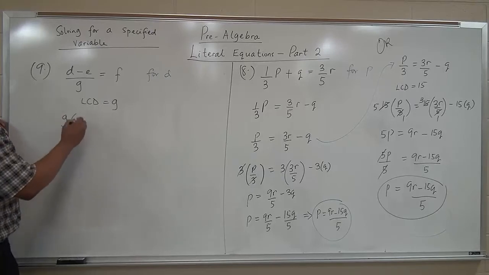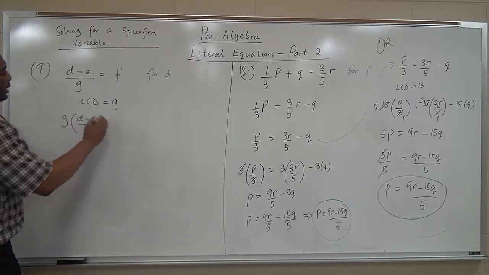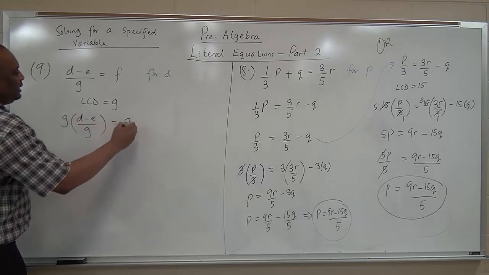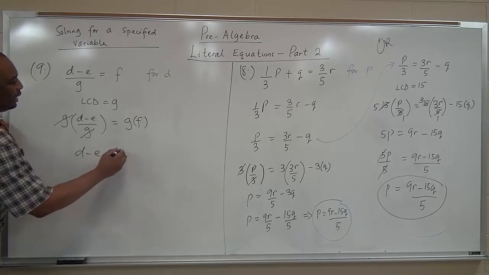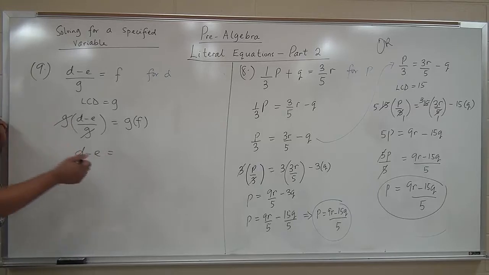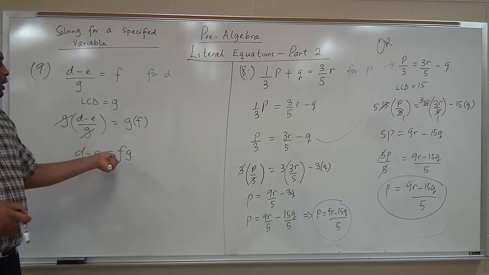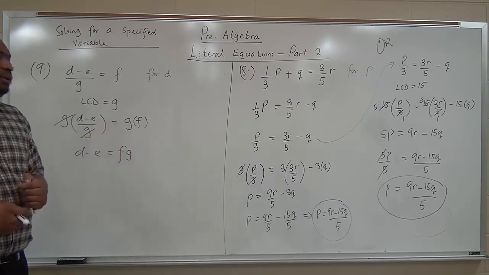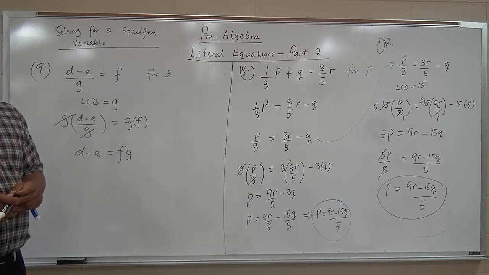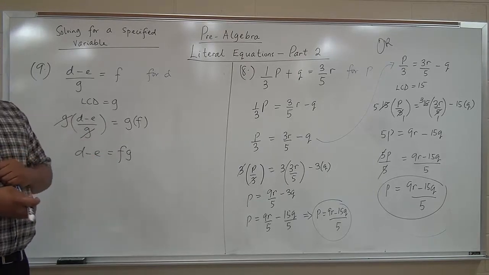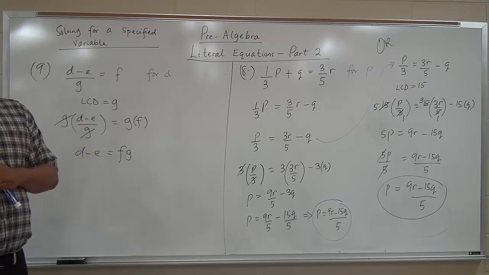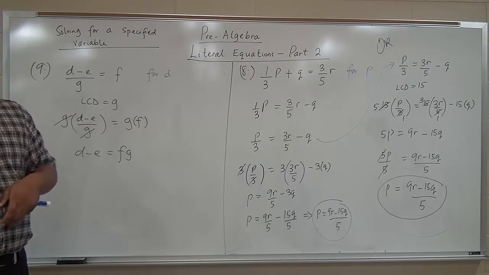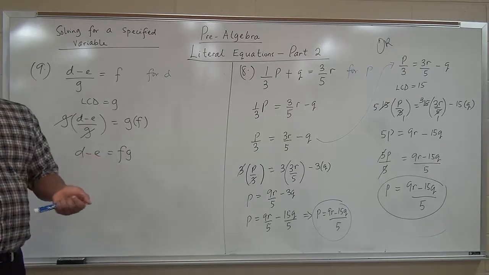So this is G times D minus E over G equal to G times F. So G divides G, gone. D minus E will now be FG. Instead of saying GF, you say FG. It doesn't mean that GF is wrong, GF is still correct. But we want to say FG because F comes before G. A, B, C, D, E, F, G. So we want to do that in order.